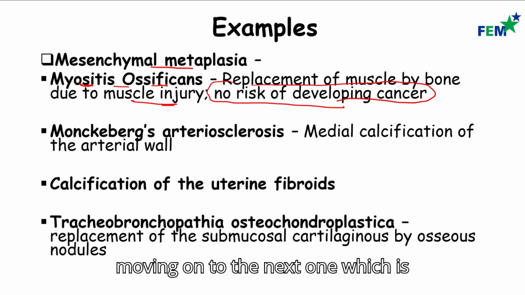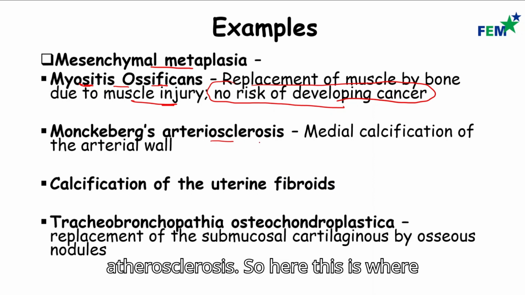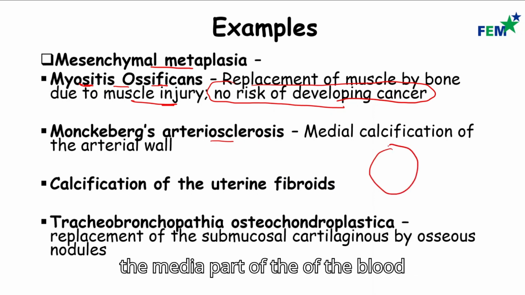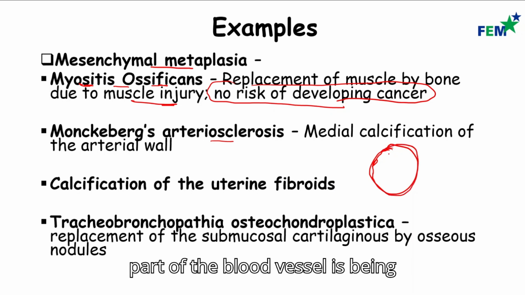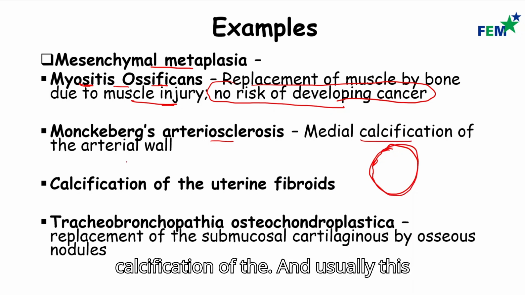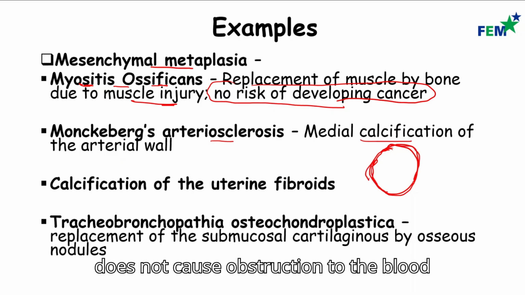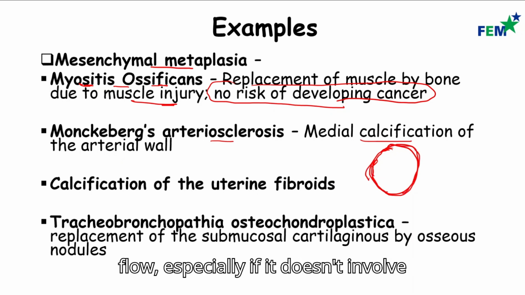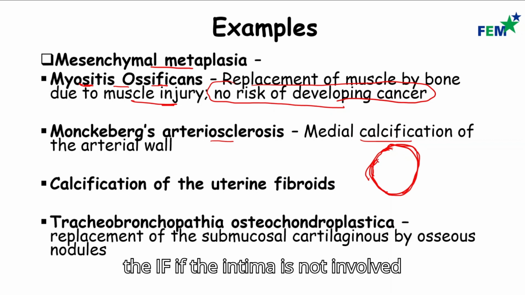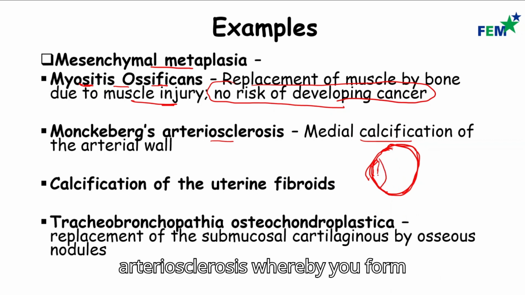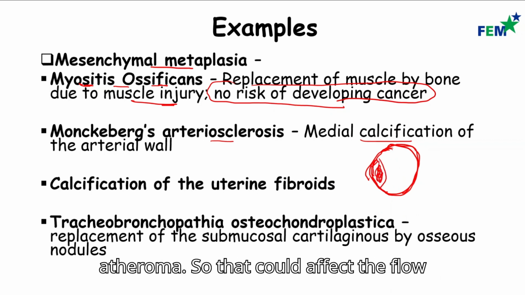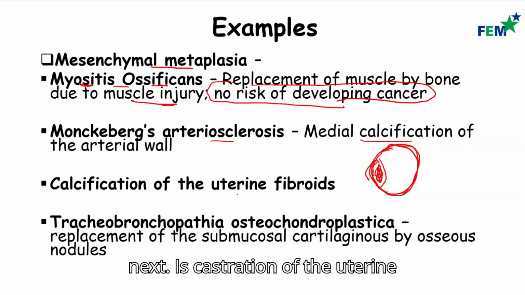Moving on to the next one, which is Mönckeberg arteriosclerosis. Here, the smooth muscle in the medial part of the blood vessel is being replaced by calcium. So there's medial calcification of the arterial wall. Usually this does not cause obstruction to the blood flow, especially if the intima is not involved. Remember, as opposed to the case of atherosclerosis, whereby you form atheroma, that will affect the flow.